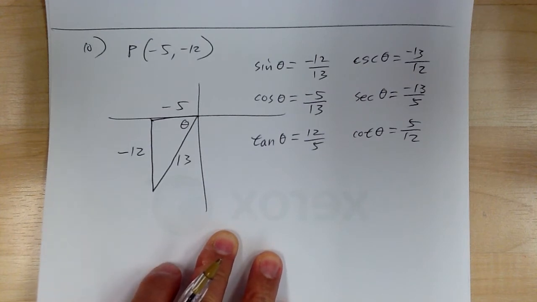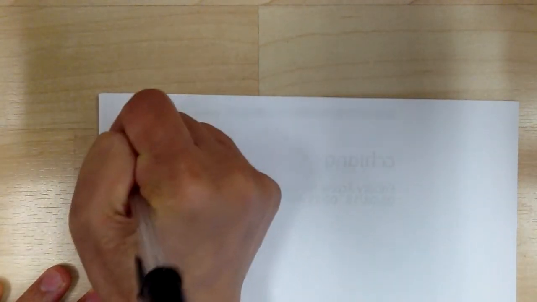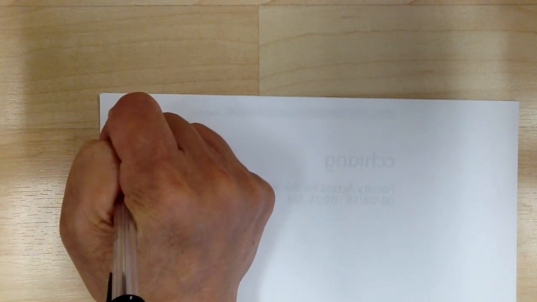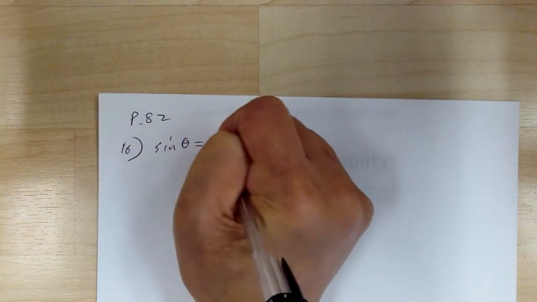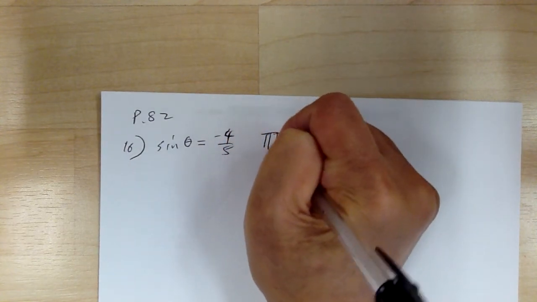Okay, now let's go and do number 16. Let's go to page 82. Again, all these ones are the same. So page 82. Let's do number 16. So they give you one of the functions. So sine theta is equal to -4 over 5. And this is in quadrant 3.